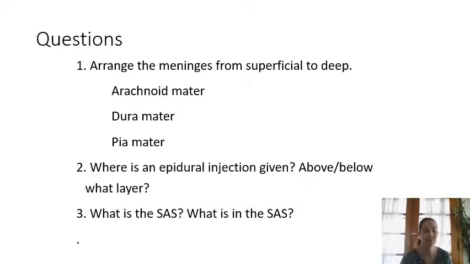Okay, a few questions here. So arrange the meninges from superficial to deep. So figure out which of those is most superficial, which is in the middle, and which is the deepest. And then tell me where we give an epidural injection, above or below what layer. And then what is the SAS? And then what do we find in the SAS?